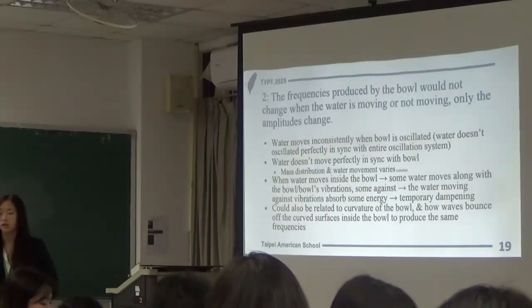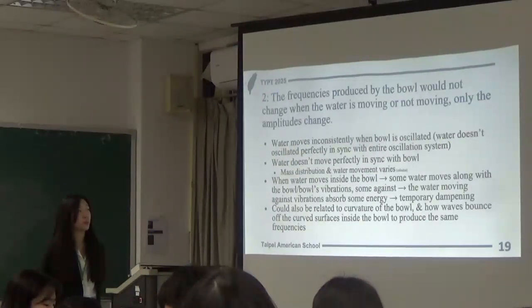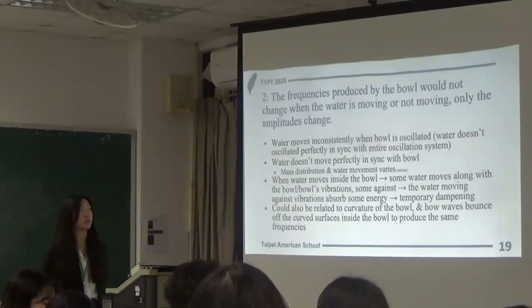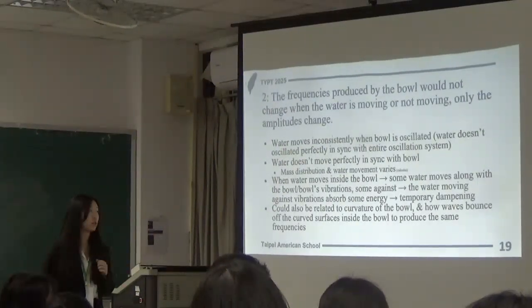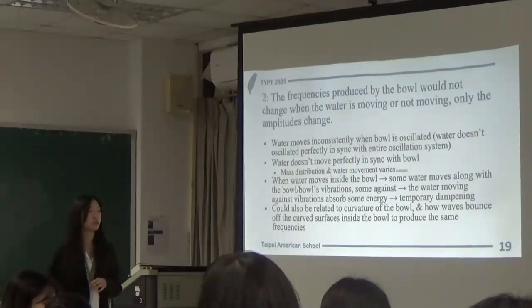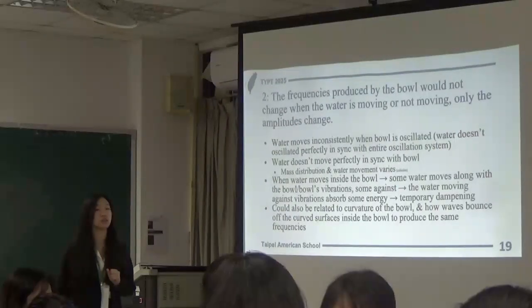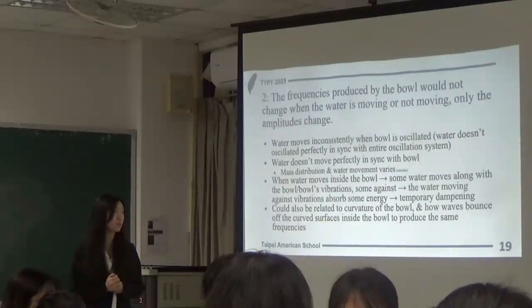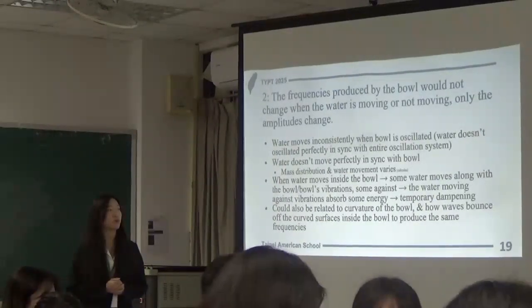And the second part of my theory, that the frequencies produced by the bowl will not change when the water is moving or not moving, only the amplitudes change. Here's why I think that is. So the water moves inconsistently when the bowl is oscillated, which by that I mean that the water does not oscillate perfectly in sync with the entire oscillation system. So the mass distribution and the water movement varies.